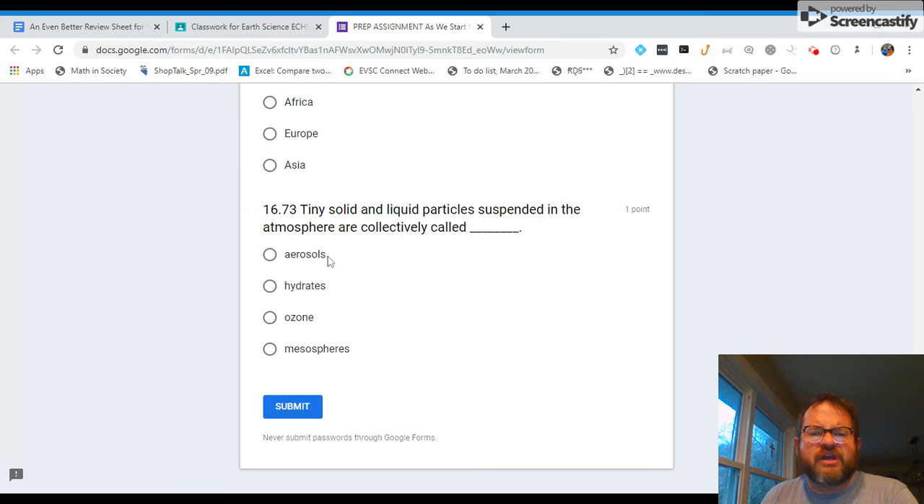Make sure you know this vocabulary word, aerosols: tiny solid and liquid particles suspended in the atmosphere are called aerosols. That's a good word to know. Anyway, that was a reading assignment that we did way back in early October, if I'm not mistaken.